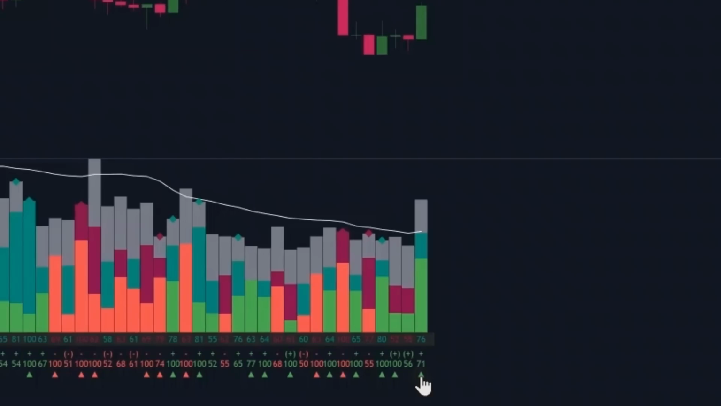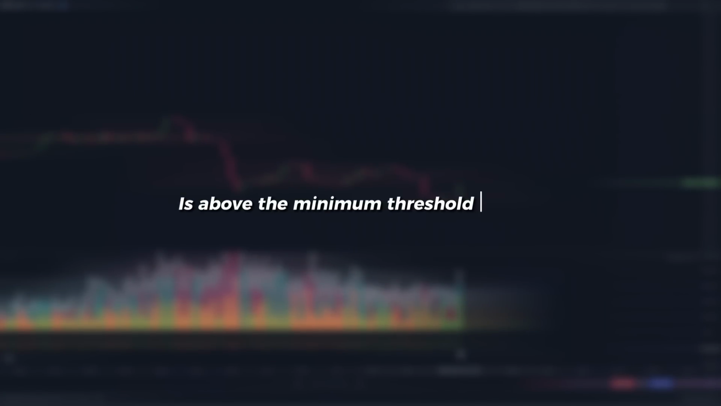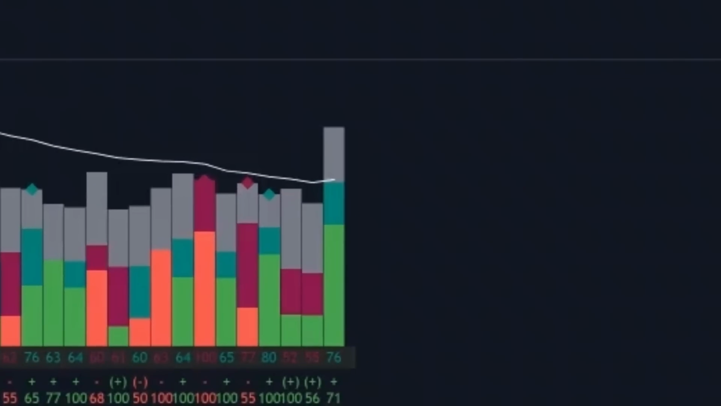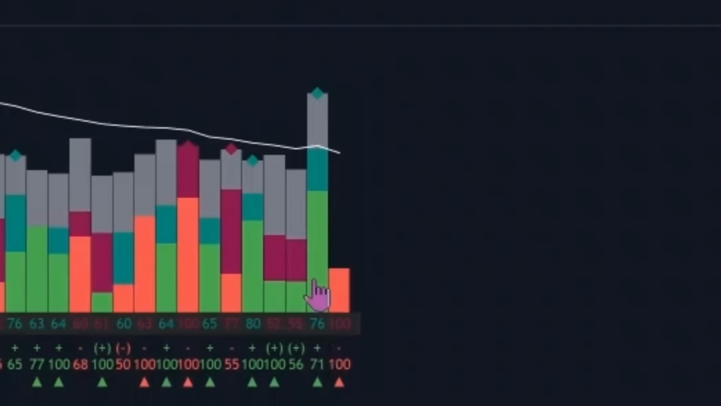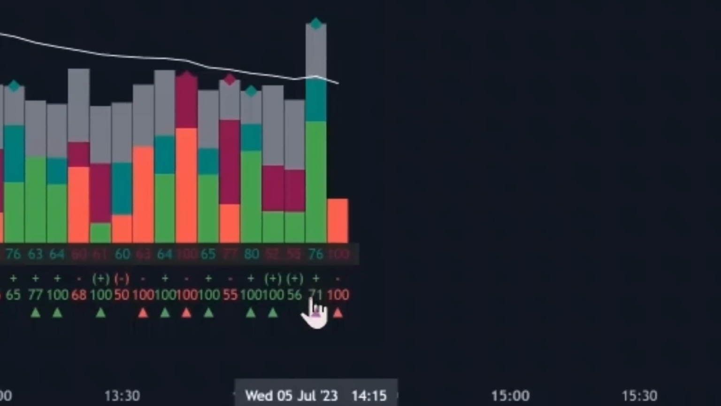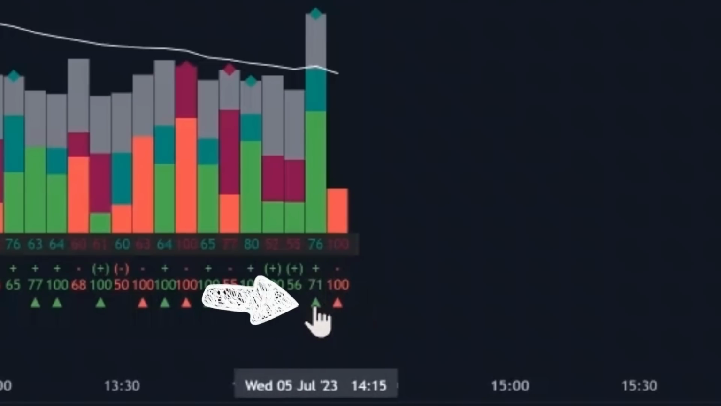Having the dark green number at 70 or above indicates that the dominating passive volume, represented by this dark green node, is above the minimum threshold of 70%, which is also represented by this dark green square at the top. And then having the light green number at 70 or above indicates that the dominating active volume, represented by this light green node, is above the minimum threshold of 70%, also represented by this light green arrow at the bottom.